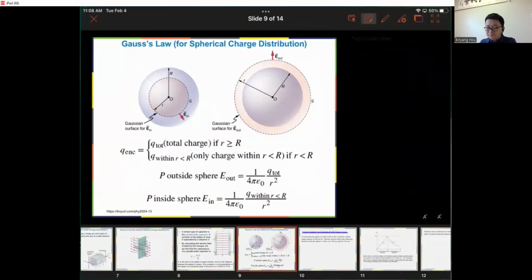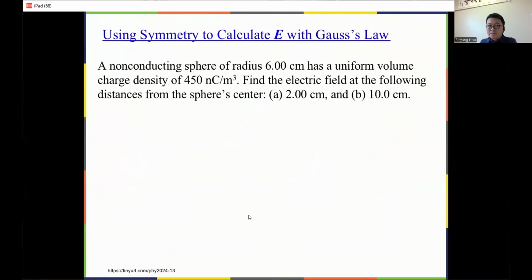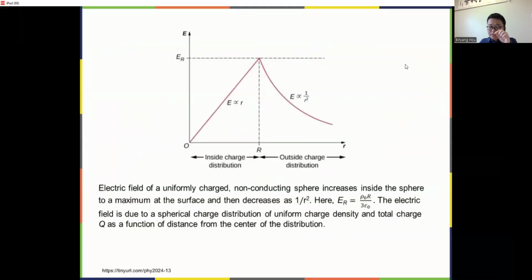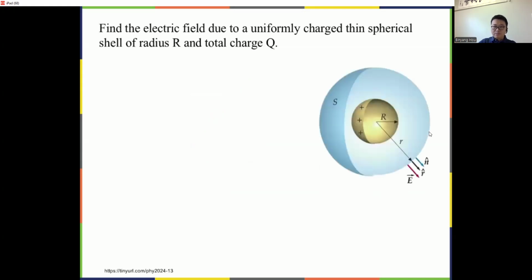We have gone through the solution there. So to summarize the example we just looked at: inside, E is proportional to r, and outside it is inversely proportional to r squared. So this is what you see for uniformly charged distributions in three dimensions. Finally, we'll take a look at this one.